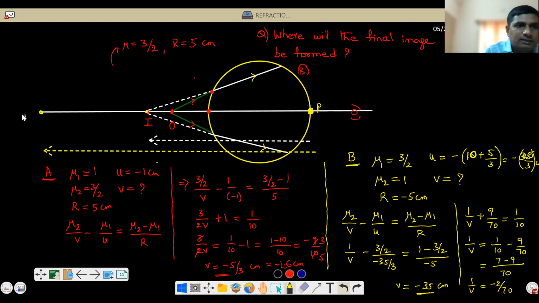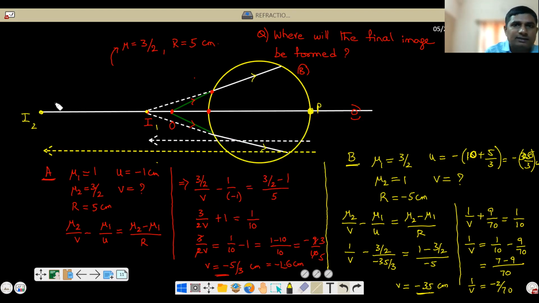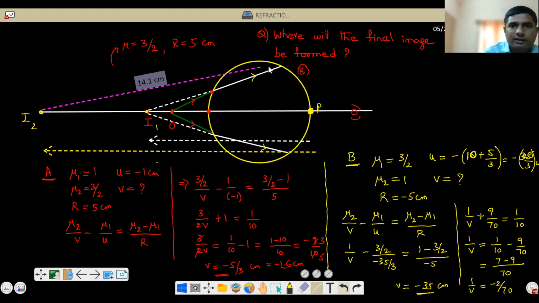So this is called the final image. Let's say this is I1, this is I2. Okay. So now your rays will get refracted like this. I'll use another color, pink color. Okay. So now your rays will get refracted like this.